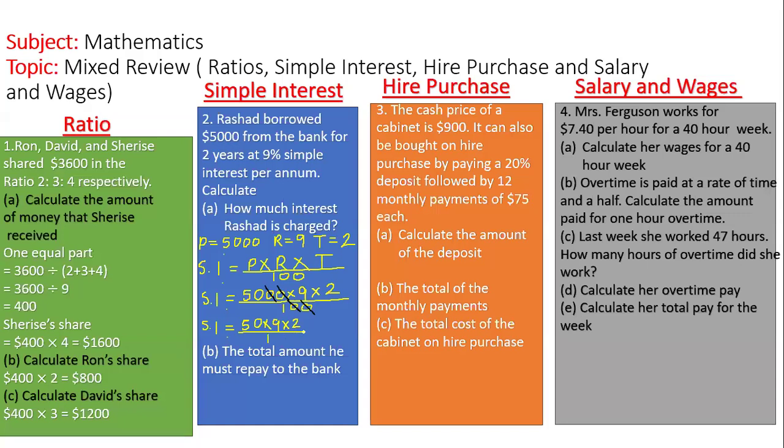Going to be equal to 50 times 9 times 2. 50 times 9 is 450, times 2 is 900. 900 over 1 just gives us 900. Very good.